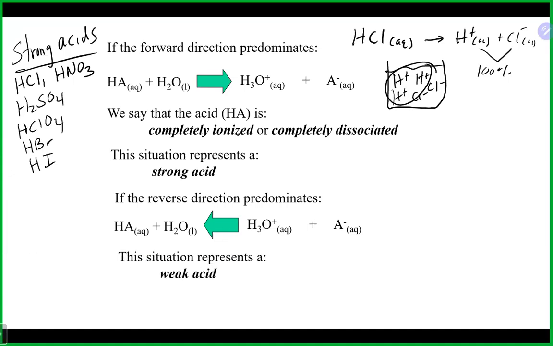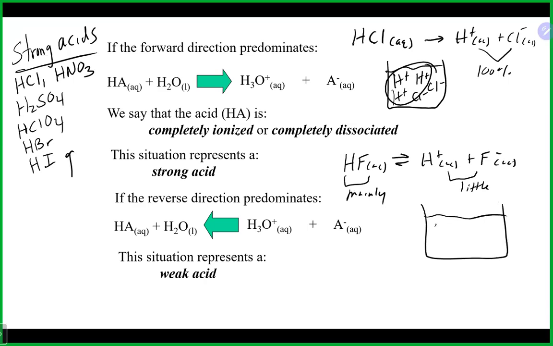Now, if the reverse reaction predominates, we have a weak acid situation. If we took something like hydrofluoric acid, it is not on this list, so I know it's a weak acid. It is also a weak electrolyte, which means when it breaks apart, it is going to mainly stay together, but will produce a little bit of these ions. So if you looked at a beaker of hydrofluoric acid, you would see a lot of HF units still together, but a little bit of ions in there.